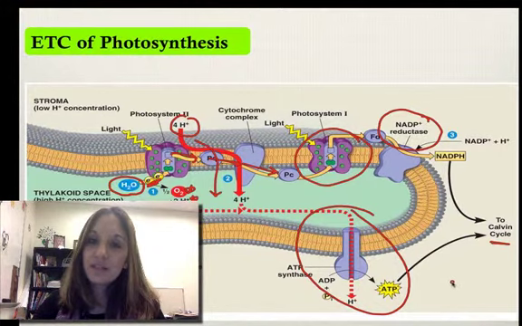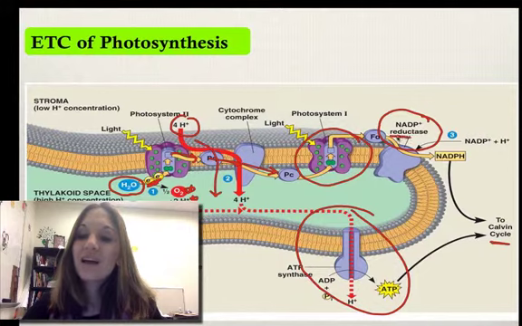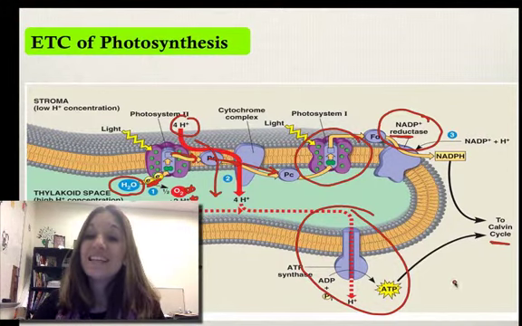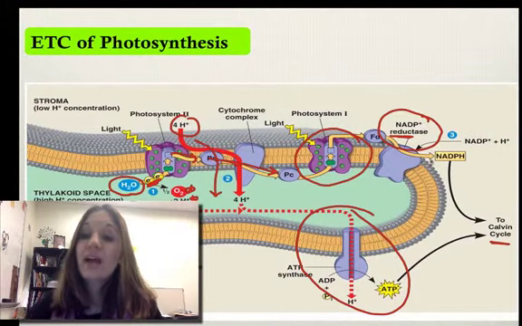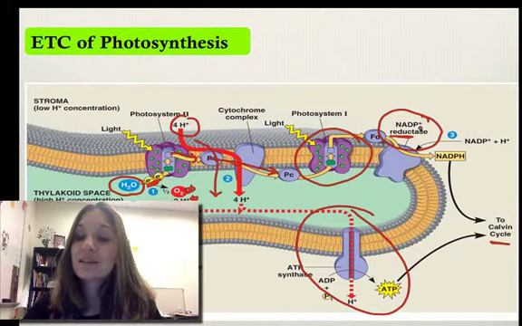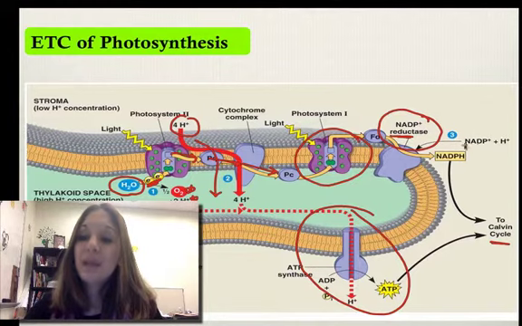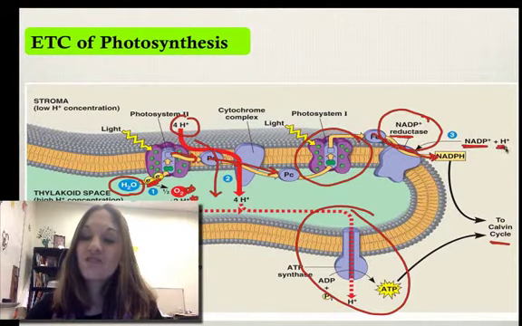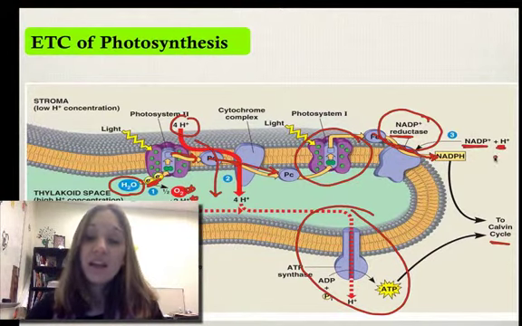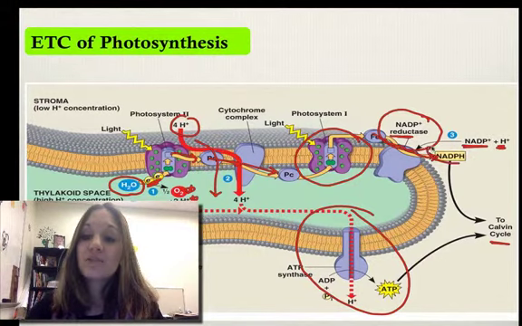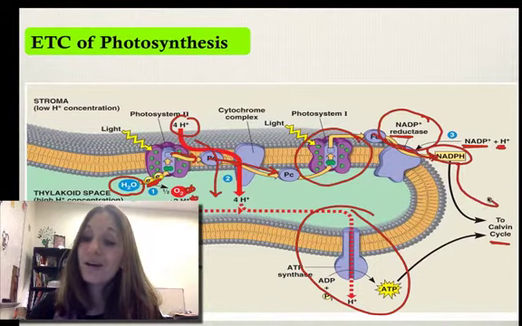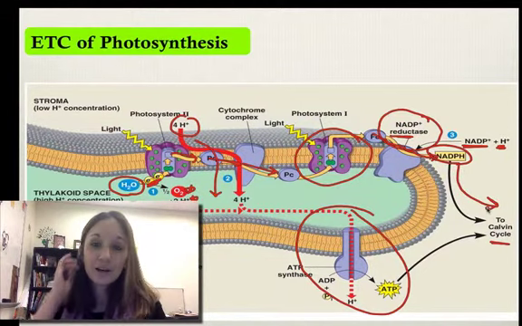NADP plus reductase. Remember, in a reduction, if a molecule is being reduced, it's gaining electrons. So NADP plus is going to take the electrons from this electron transport chain, along with hydrogen ions, so that we have a net neutral molecule at the end to produce NADPH. NADPH is then going to go on along with ATP to the Calvin cycle.